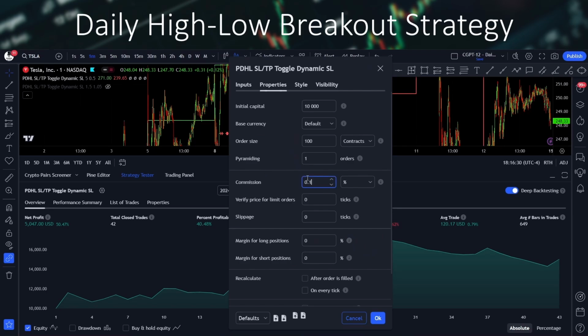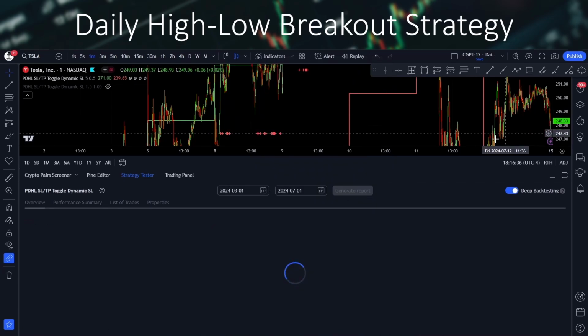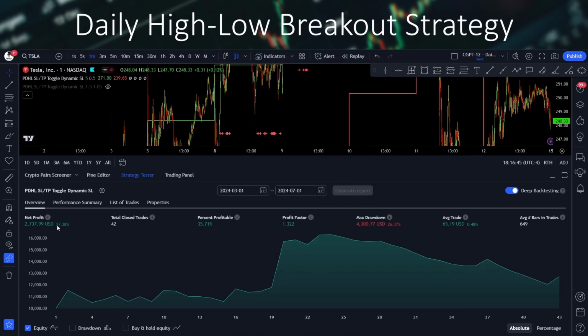For that I set up a 0.1% commission and a 10 tick slippage. Let's see. And it's still profitable, but now with 27% net profit and the drawdown is almost 27. So it's not bad, but not the best too. It could be a good optimization after all. We have to see what happens in a few months.